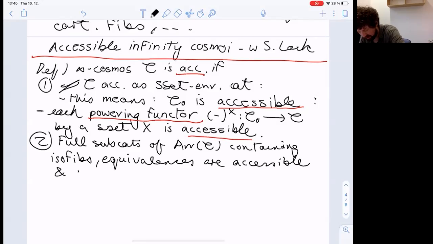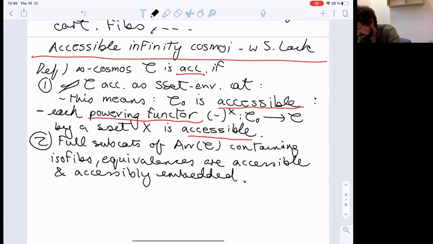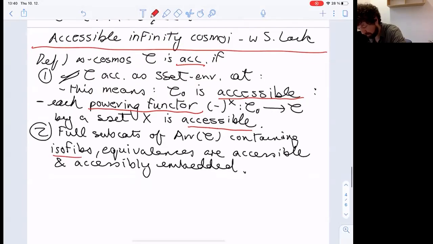and accessibly embedded, in the sense that the inclusion of these full subcategories preserves sufficiently highly filtered colimits. Okay?